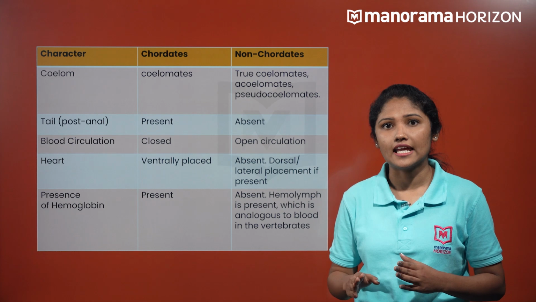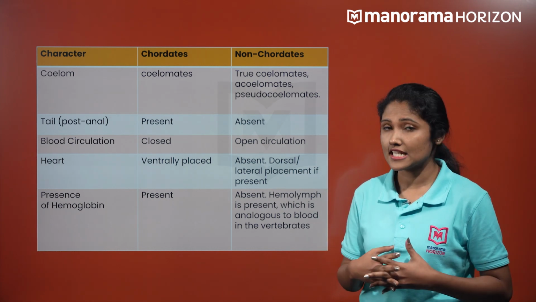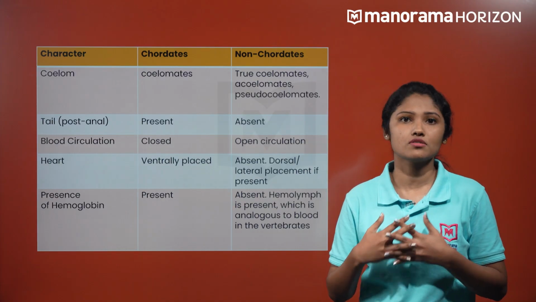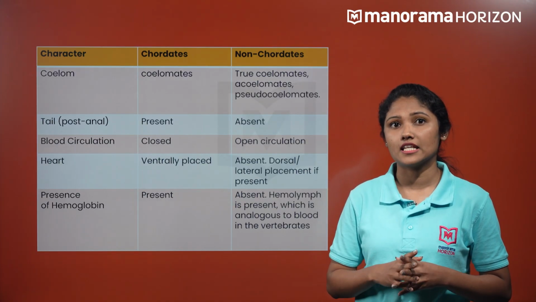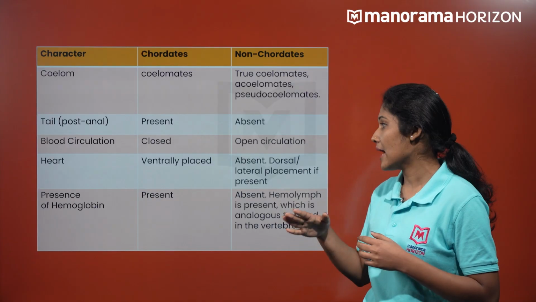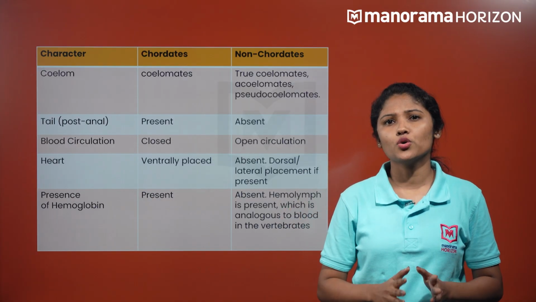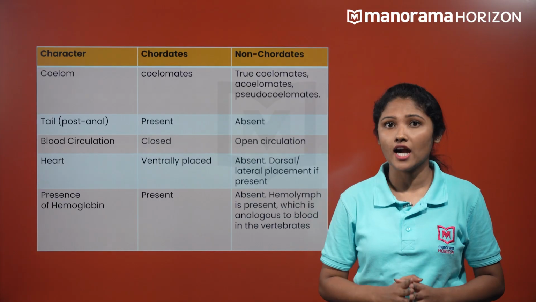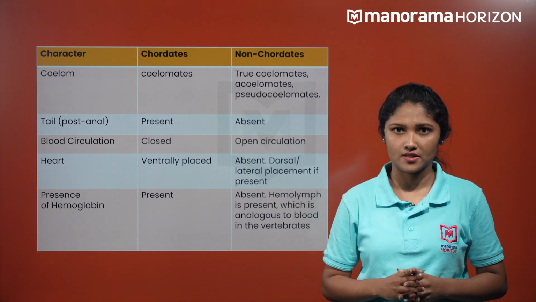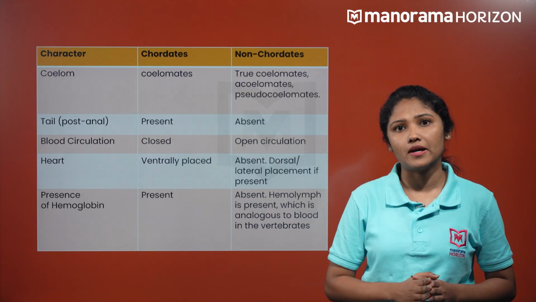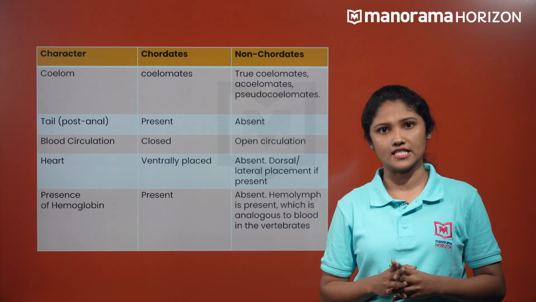they do not contain a true body cavity, so they are acoelomates or pseudocoelomates. A post-anal tail is present in chordates, but it is absent in non-chordates. In chordates, a 2 or 3 or 4 chambered heart is present and a closed circulatory system is present. The respiratory pigment like hemoglobin is also present in this category of organisms.